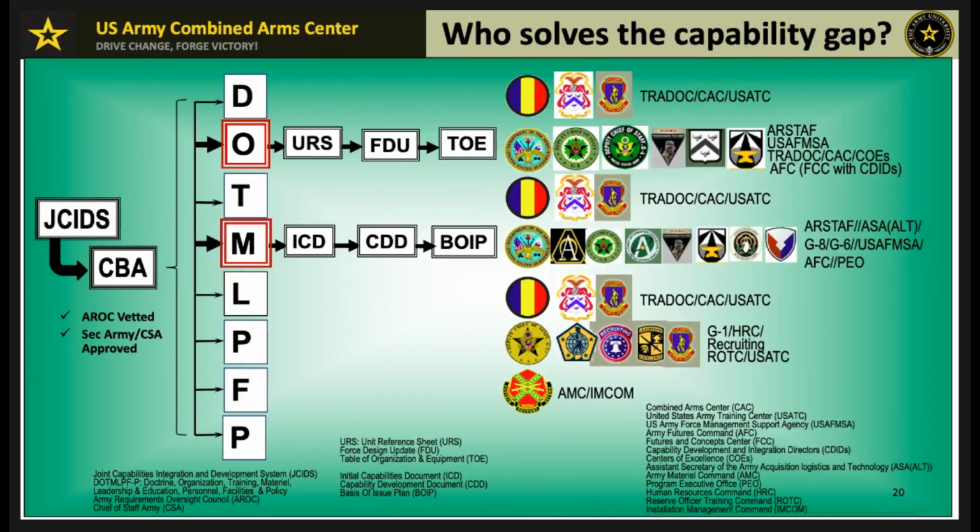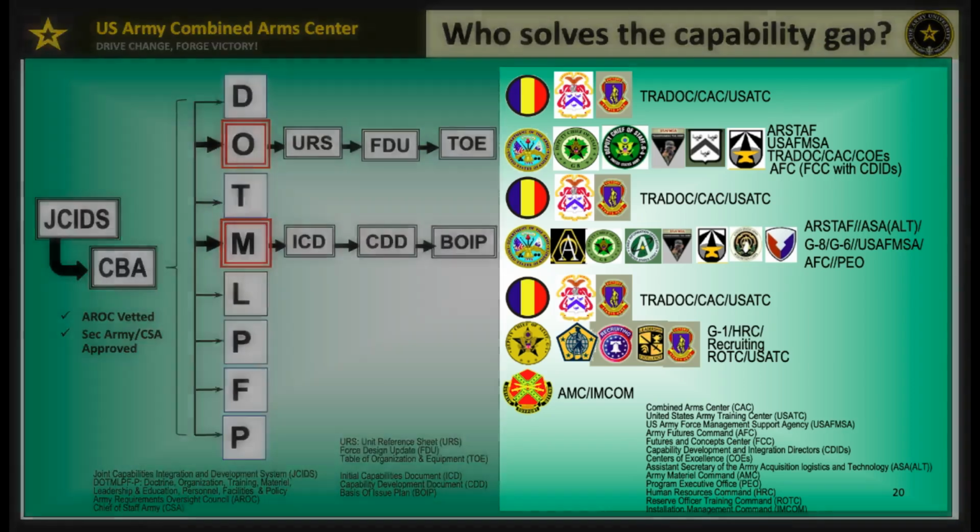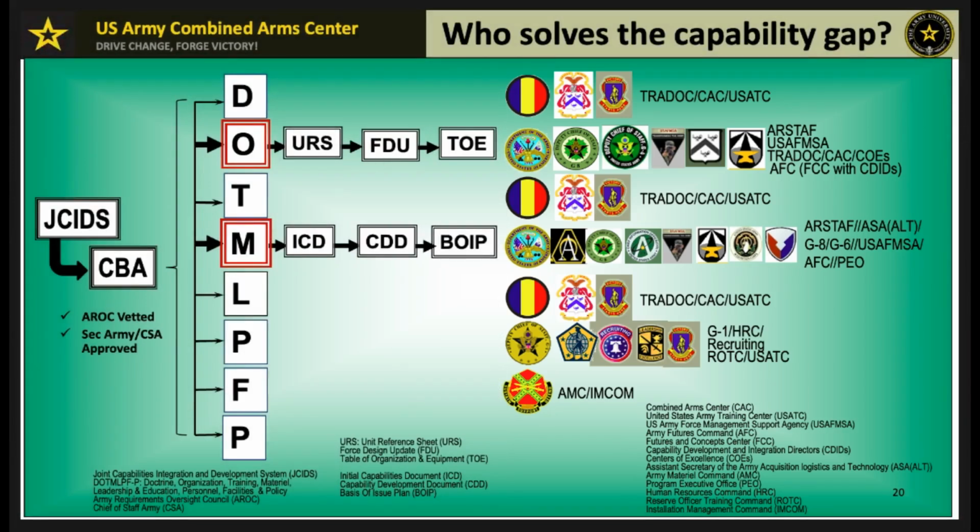Here's another way of thinking about CBA and this process within the Army. The diagram on your screen introduces the key players and organizations involved in CBA. On the right side of the slide, you'll see the patches of major organizations that play critical roles in this process. While the Army focuses on developing solutions across the .mil-PFP framework, there's some emphasis on two key domains: the O for organization and the M for materiel, as these two areas require the most significant resources and are central to driving changes within the Army.